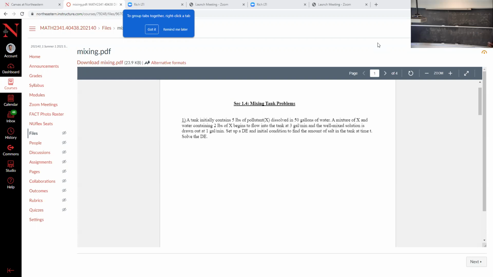Before you start doing the problem, we don't know V yet. We need to find something for V and then we can start solving it. But this is the setup, and we're going to solve this with the condition that A of 0 equals 5. This is a pretty typical initial value problem, where dV/dt is R in minus R out. R in is 3, R out is 1, so that's 3 minus 1 equals 2.